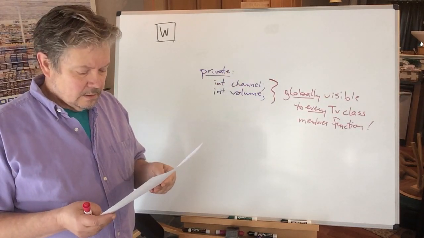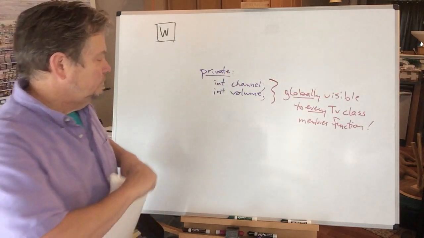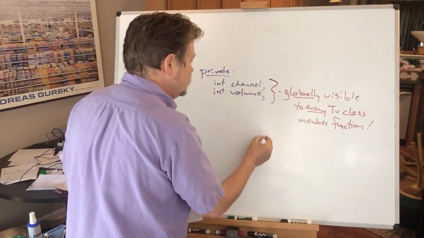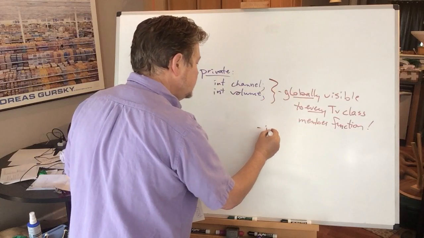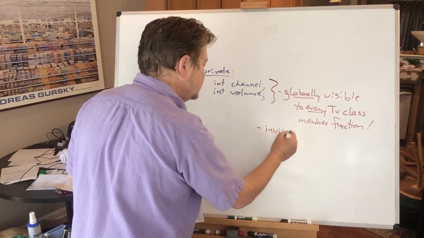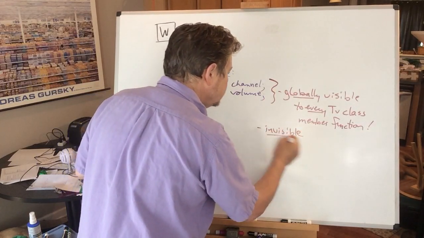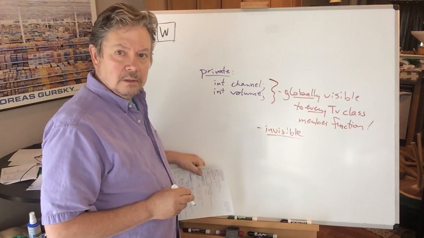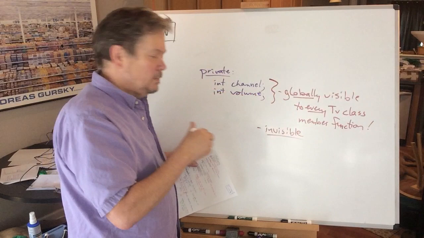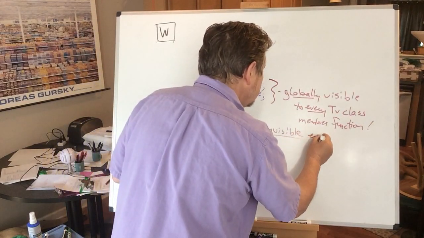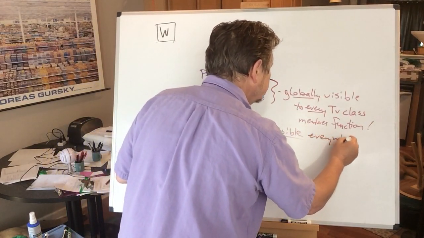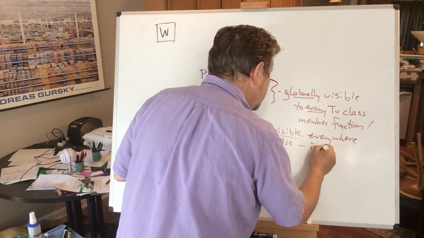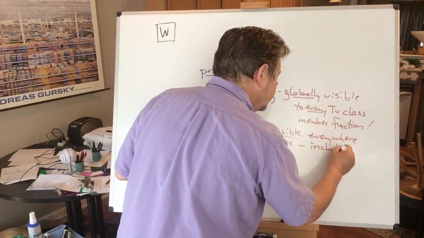Is that all I need to say? Oh, globally visible to every TV class. I need to be even more specific. This is invisible everywhere else. Invisible. And by everywhere else, I mean outside of the TV object, to any other functions that are not member functions. Invisible everywhere else, including main, even the main program.